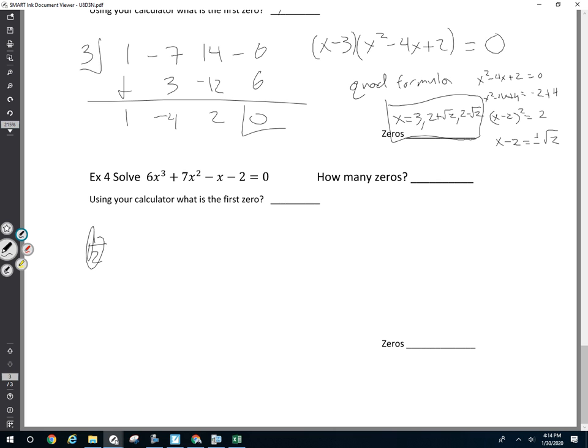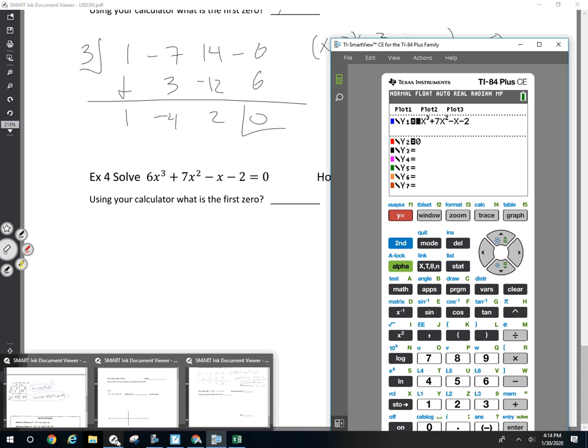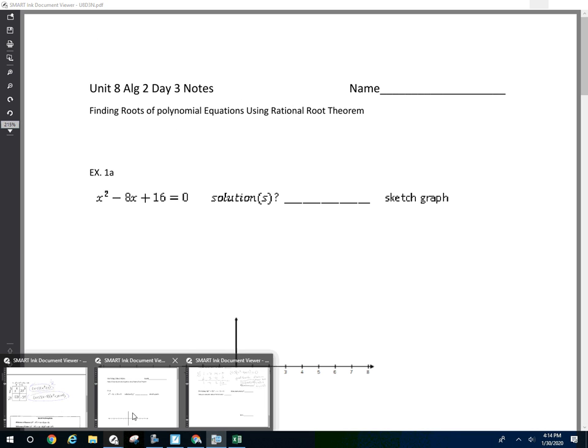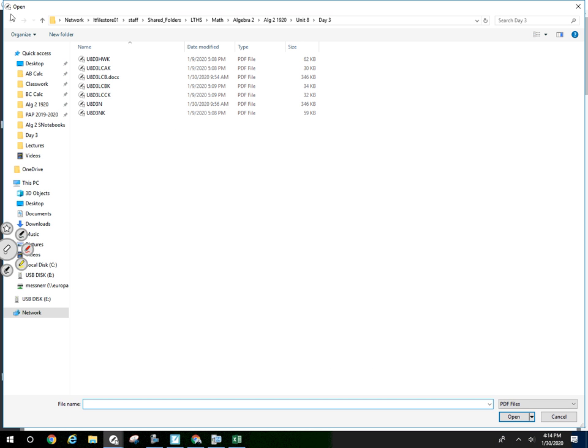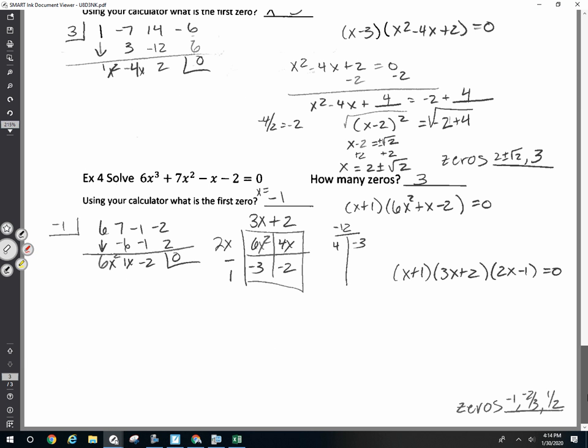So I know this is not going to be the correct factored form. Hold on a second. I don't think I grabbed it correctly. No, I did. Let's see. I think I just pulled up the notes, the key, and the key was not telling me that. Same thing, 6x cubed plus 7x squared minus x minus 2.